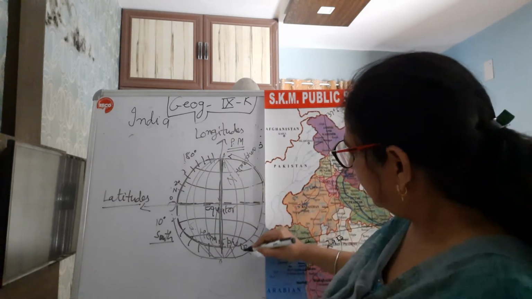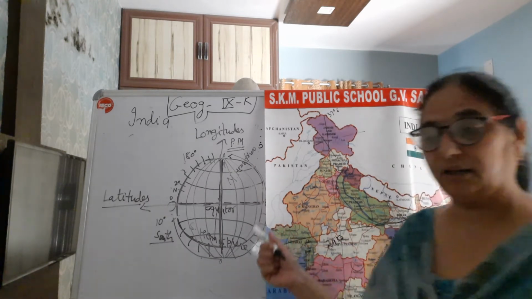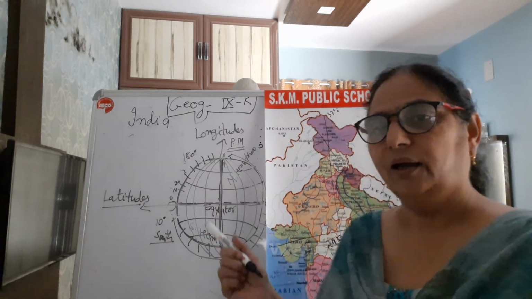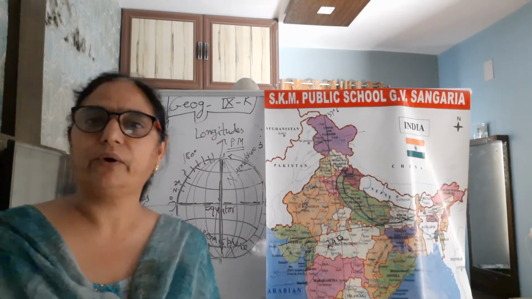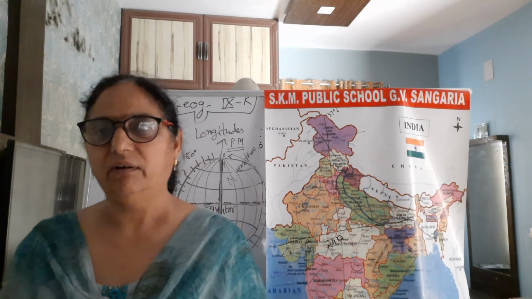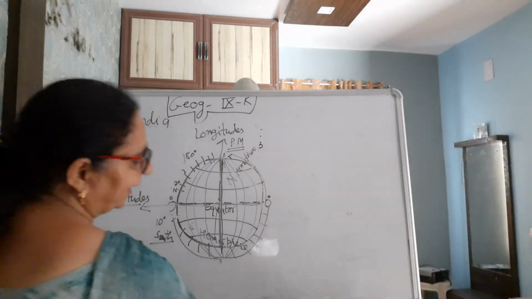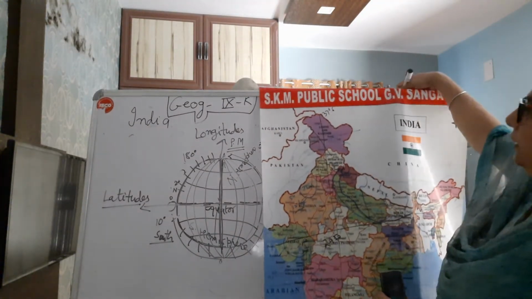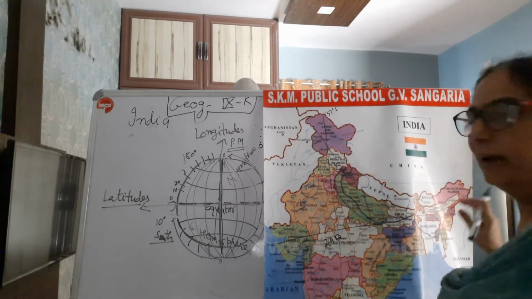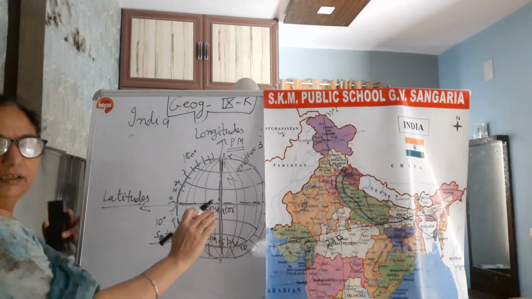Now you may be thinking why these lines are there. These lines are imaginary, although, and they are drawn on the globe to label and locate the different places of the world, to identify the different places of the world. And when we talk about the world, earlier I told you regarding the world map. We have seen the world map, and this is also the world.